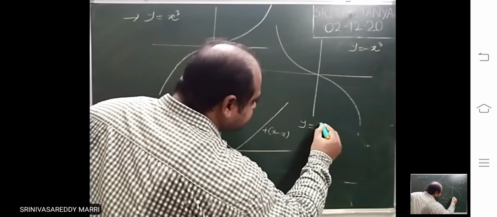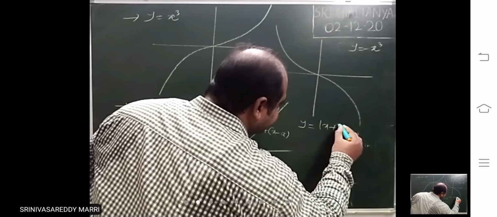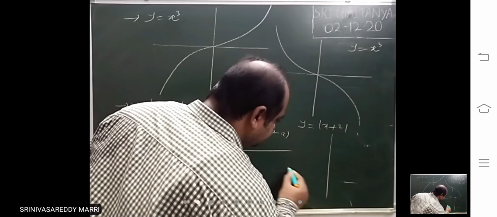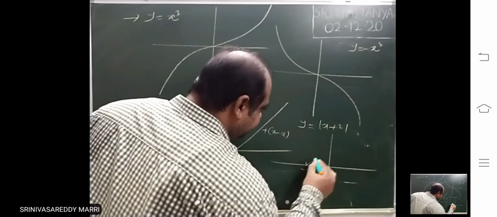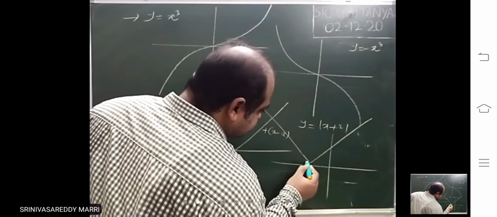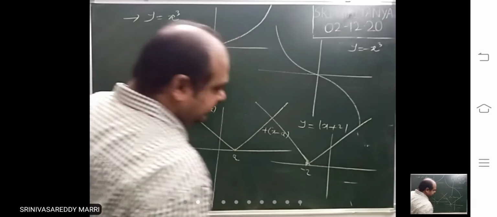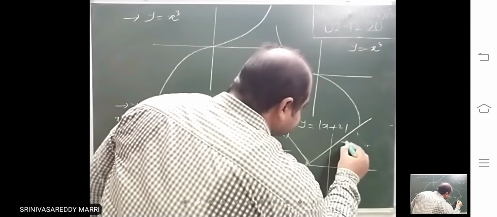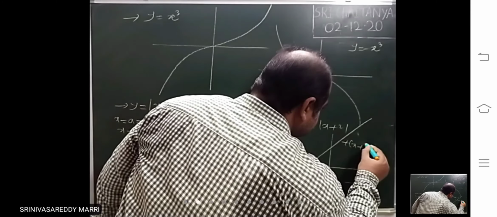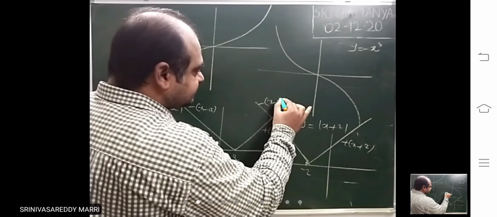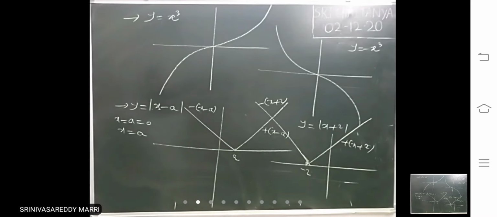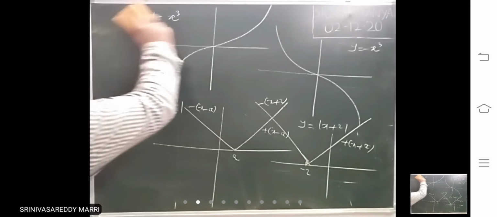Next one is, suppose you take an example. Modulus of x plus 2 is there. So this is 0 where x is minus 2. You draw a V, victory, like this. So this line is plus x plus 2, and this line is minus x plus 2. This is the graph of modulus of x minus a.